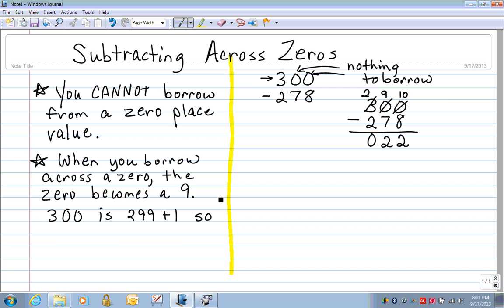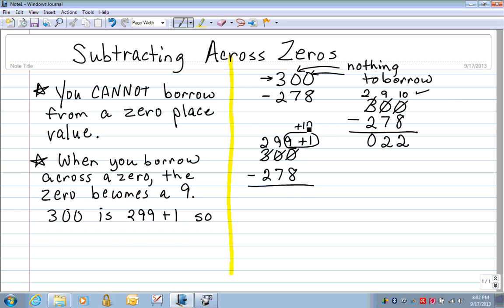So we could do it this way. 300 minus 278. This is the same as the problem here. I could make this 299 plus 1. 299 plus 1 is 300. I'm basically putting those together to make it a 10, which is what I did up here.